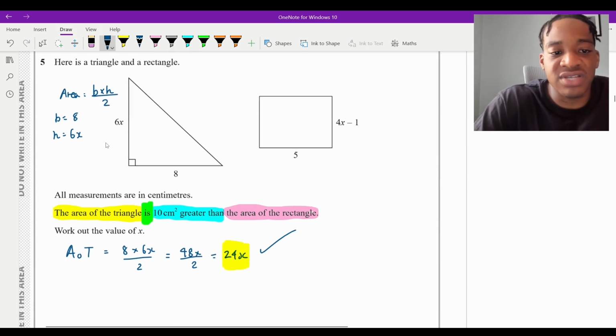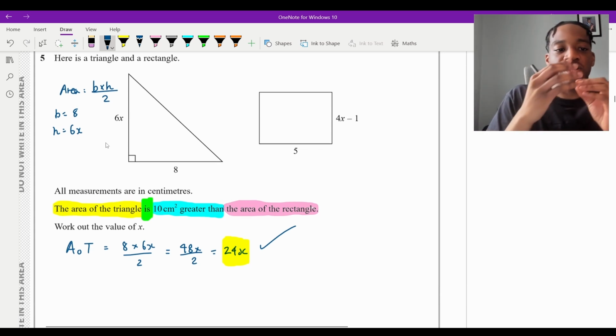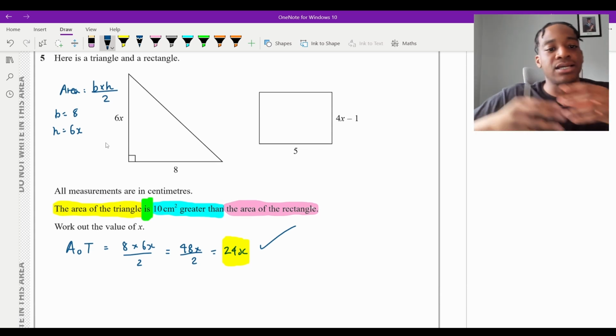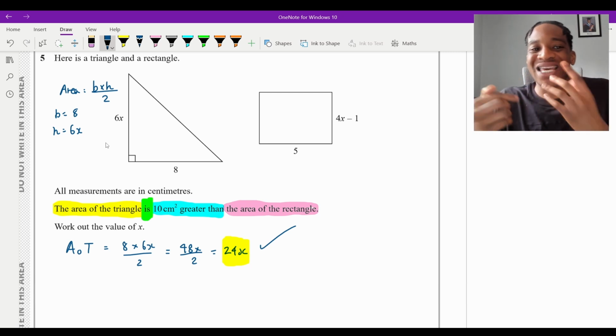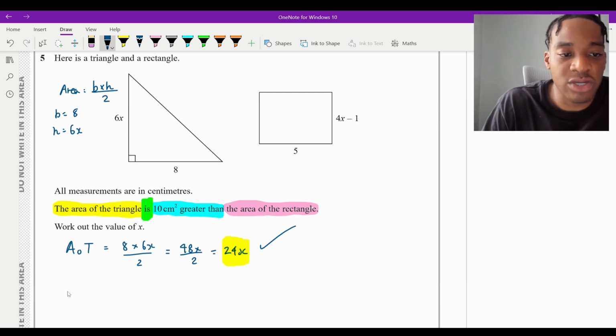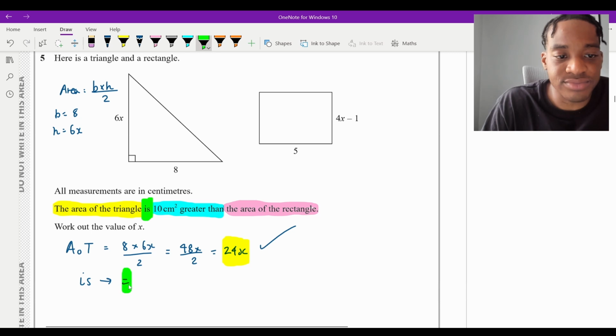Now, the next part of the sentence is that word "is". They're saying that something is something else, right? That word is the same as equals, isn't it? So I'm going to just say that "is" represents an equal sign. So I'm going to highlight that in green, and that will represent that part of the sentence.